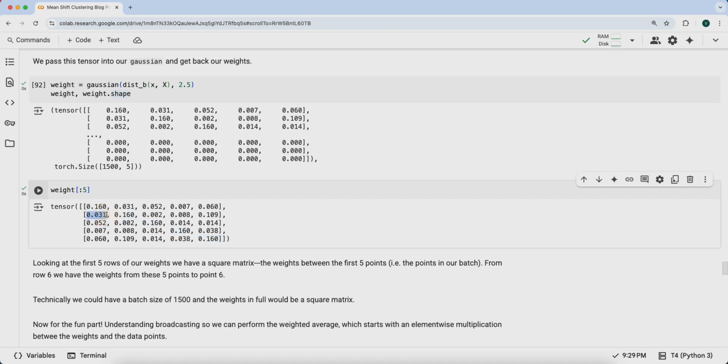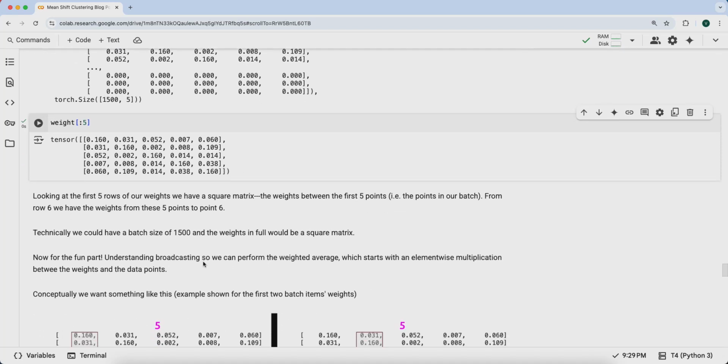And then the difference between the first item in the batch and the second coordinate pair in our data set is the same as the difference between the second item in the batch and the first coordinate pair in our data set, big X. So for the first 5 values, we have a square matrix. And then once we get to row 6, we would have the weights from these 5 points to the 6th coordinate pair in the data set and the 7th coordinate pair all the way down to 1500. So technically, if we had a batch size of 1500, the weights in full would be a square matrix. But in this case, we don't have a batch size of 1500, we have a batch size of 5.